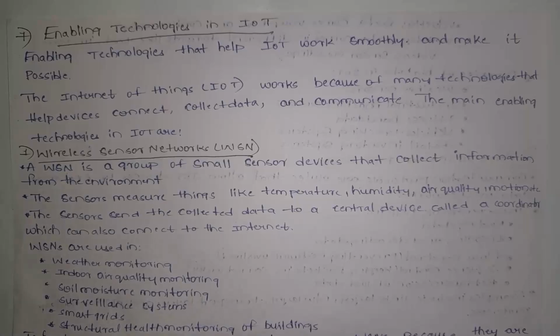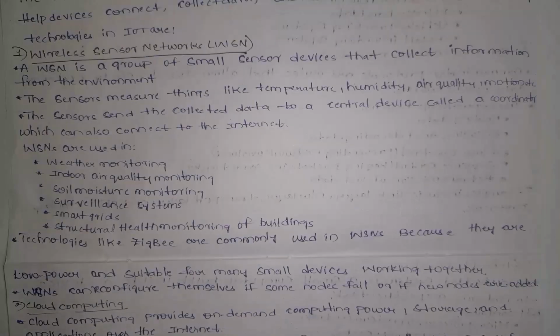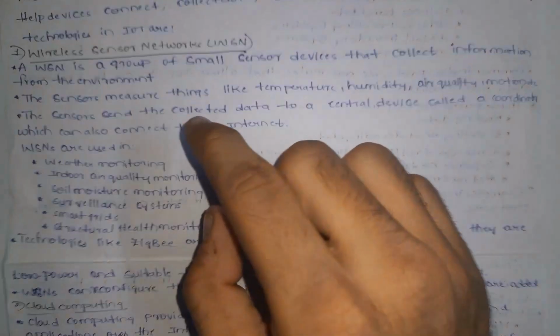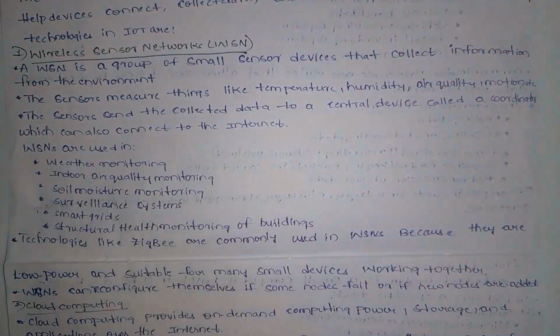These are some of the enabling technologies, and the first one is wireless sensor networks. Shortly, we call it WSN. Guys, these are small sensor devices that can collect information from the environment. The sensors have the capability to measure things like temperature, humidity, air quality, motion, etc.